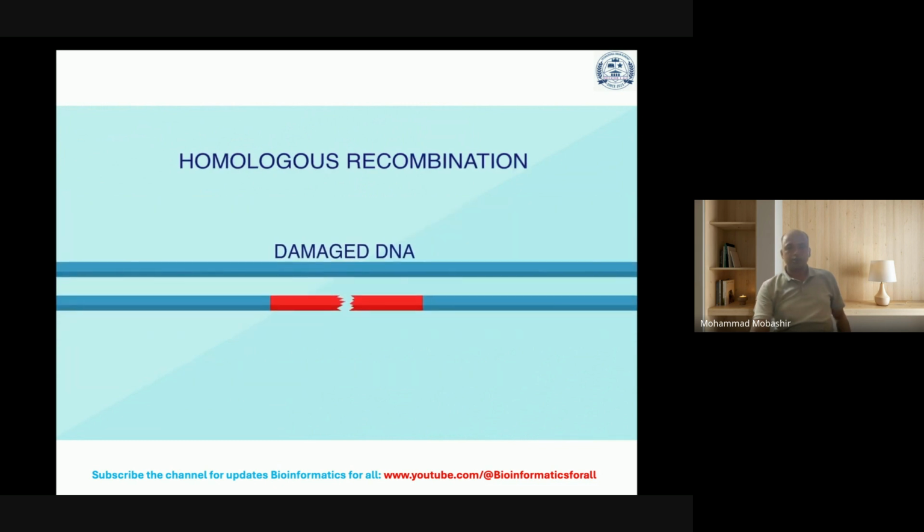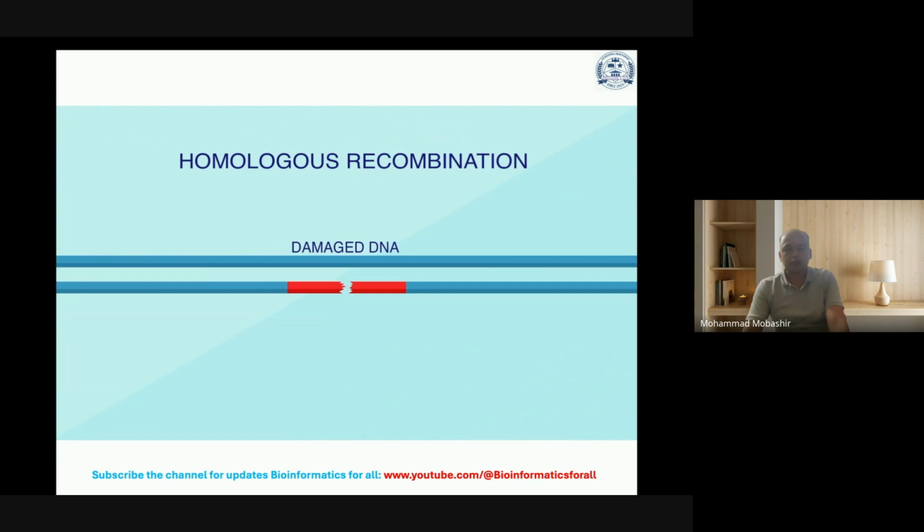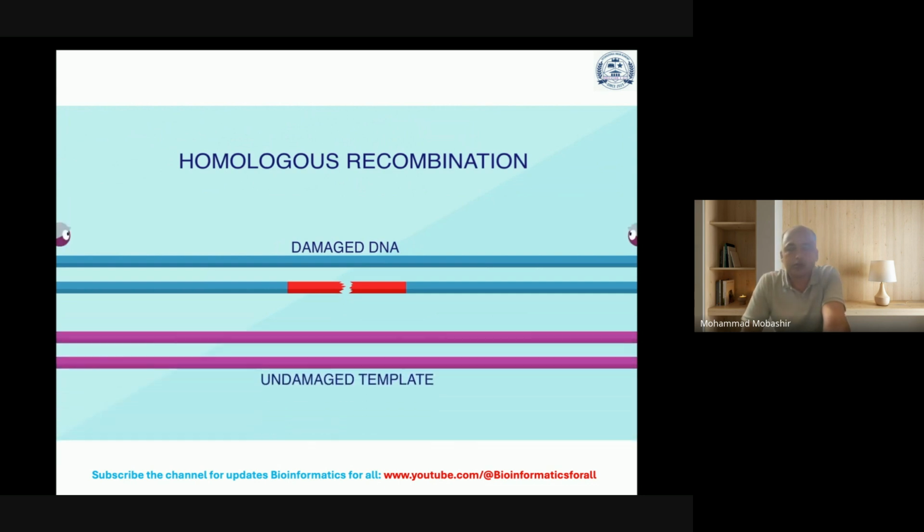Homologous recombination uses an undamaged section of similar DNA as a template. Enzymes interlace the damaged and undamaged strands, get them to exchange sequences of nucleotides, and finally fill in the missing gaps to end up with two complete double-stranded segments.